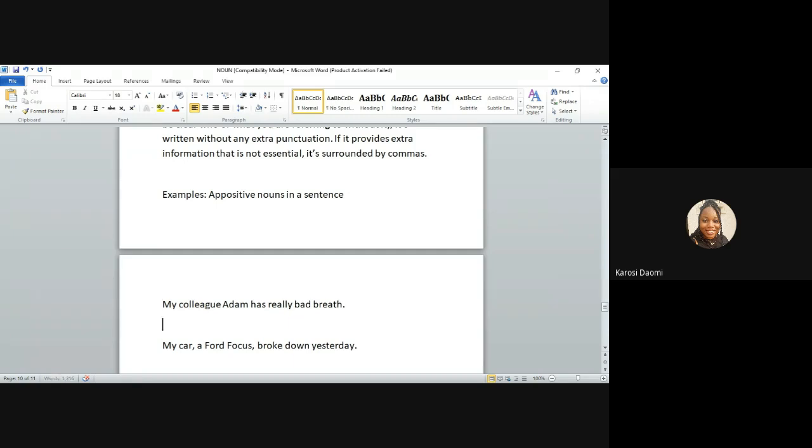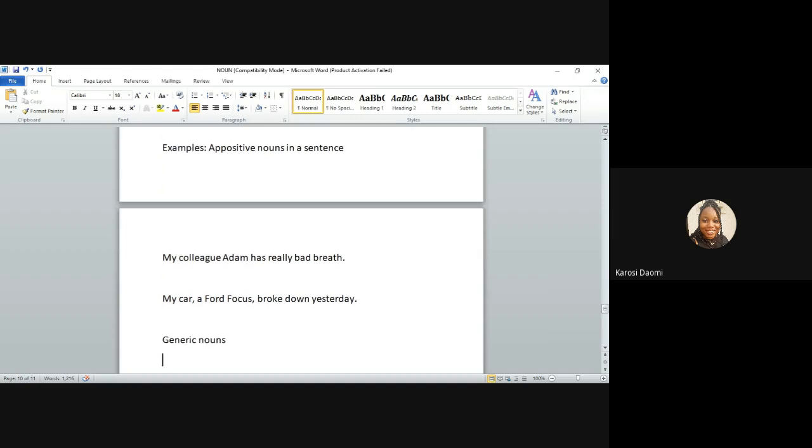Then the second example, my car, a Ford Focus. Now, I could as well have just said my car broke down yesterday. But to give additional information to the noun car, I tell you the particular brand of car that I'm using. So my car, a Ford Focus, or it could be my car, a Tesla, broke down yesterday.